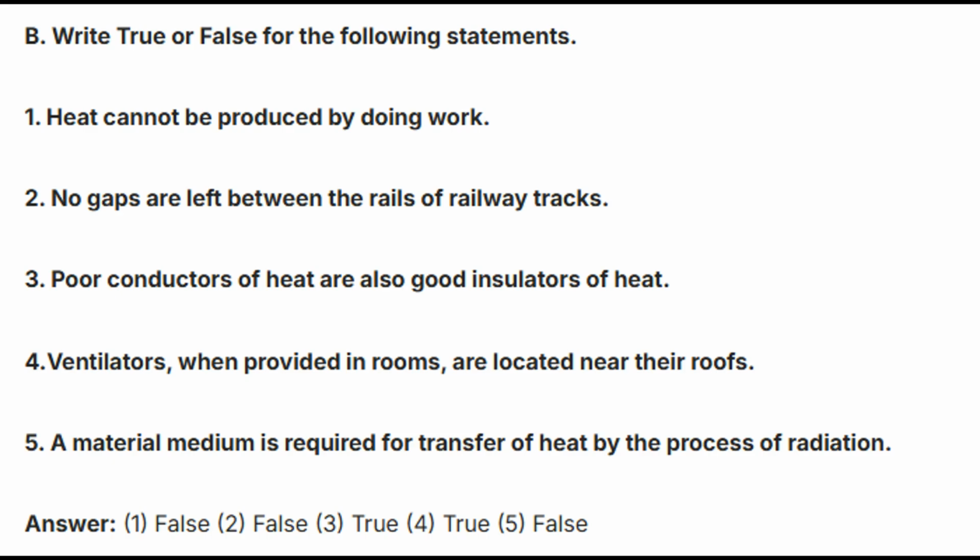First, heat cannot be produced by doing work. False. Second, no gaps are left between the rails of railway tracks. False. Third, poor conductors of heat are also good insulators of heat. True. Fourth, ventilators, when provided in rooms, are located near their roofs. True. Fifth, a material medium is required for transfer of heat by the process of radiation.